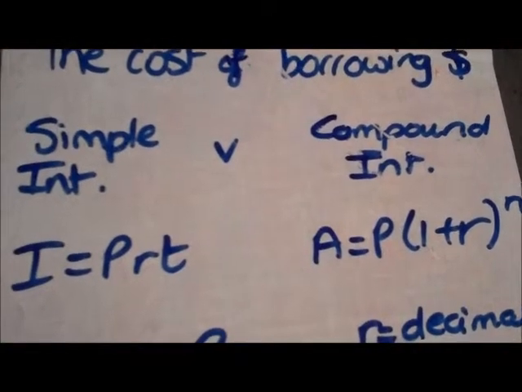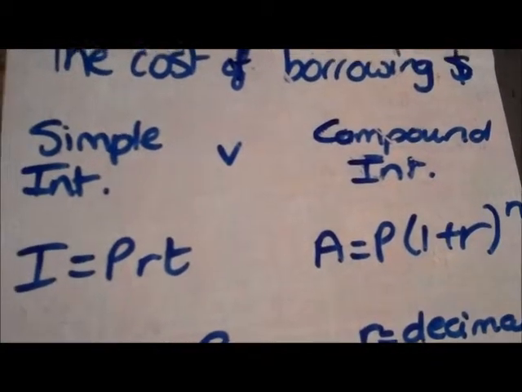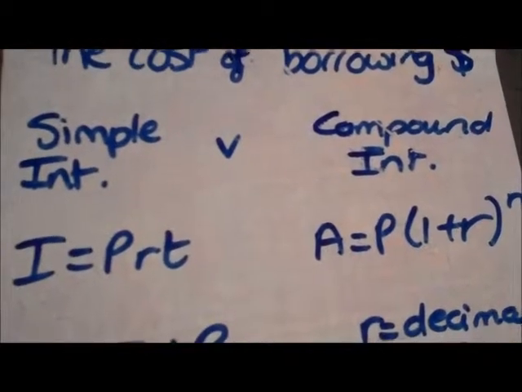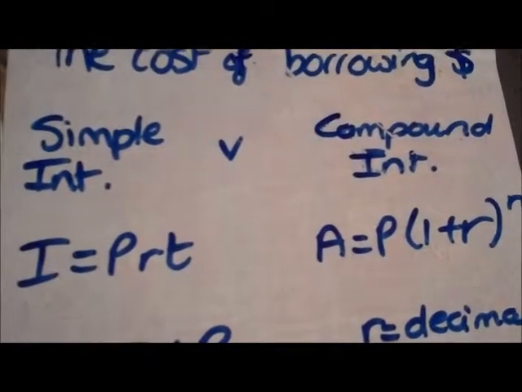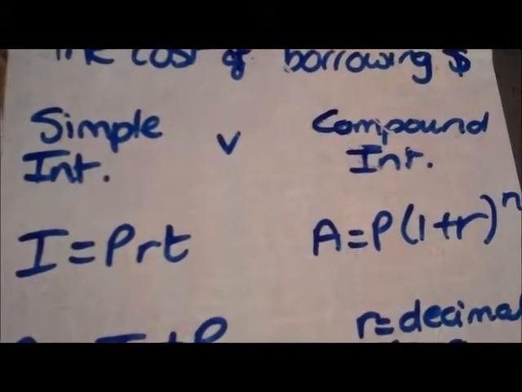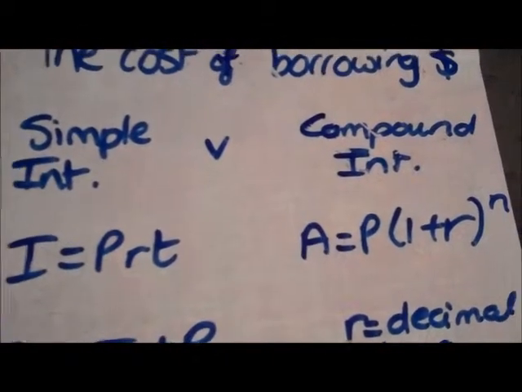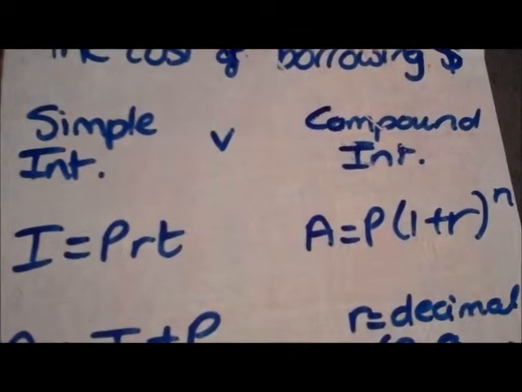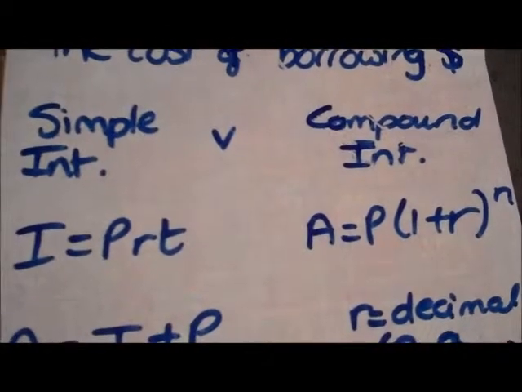Compound interest is when you get interest on your interest. So if you got 10% one year, that gets added on, and then you get 10% of that new amount the next year. So simple interest follows the formula I equals PRT. Compound interest follows the formula A equals P(1 plus R) to the N.